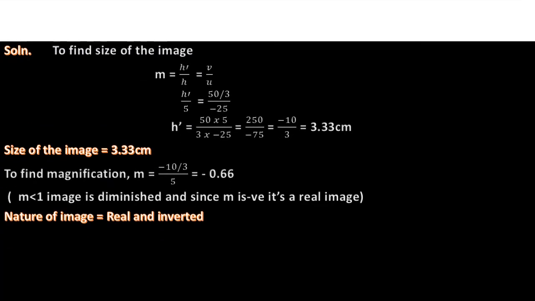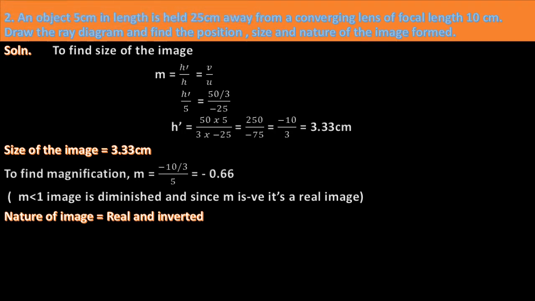Let us continue with the second question. Next, to find the size of the image, we will use the equation m is equal to h dash by h is equal to v by u. We know h, we know v, u. So let us substitute. h dash by 5 is equal to v. Let us take the fractional value 50 by 3 by negative 25. So we get the h dash as 3.33 centimeter.